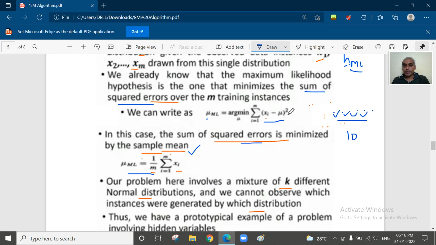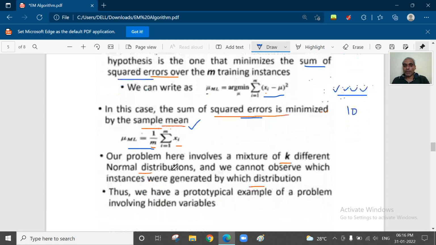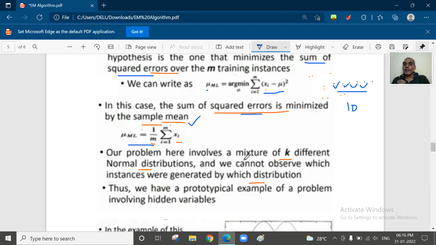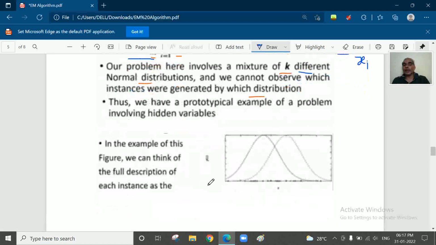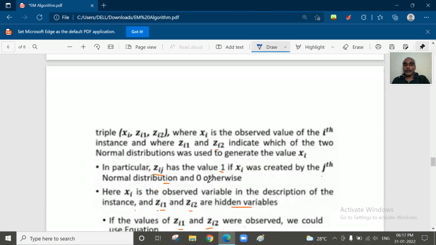So now this is replaced with our sample mean, right? Now one problem here involves a mixture of k different normal distributions. Since we don't have only one distribution, we have so many distributions. So we have k different normal distributions, and we cannot observe which instance was generated by which distribution. Now it is very easy to calculate the mean, but we don't know, when we generate one xi, whether this xi comes from the k1 distribution or the k2 distribution. It is very difficult for us to identify, right? So that is the problem for us.